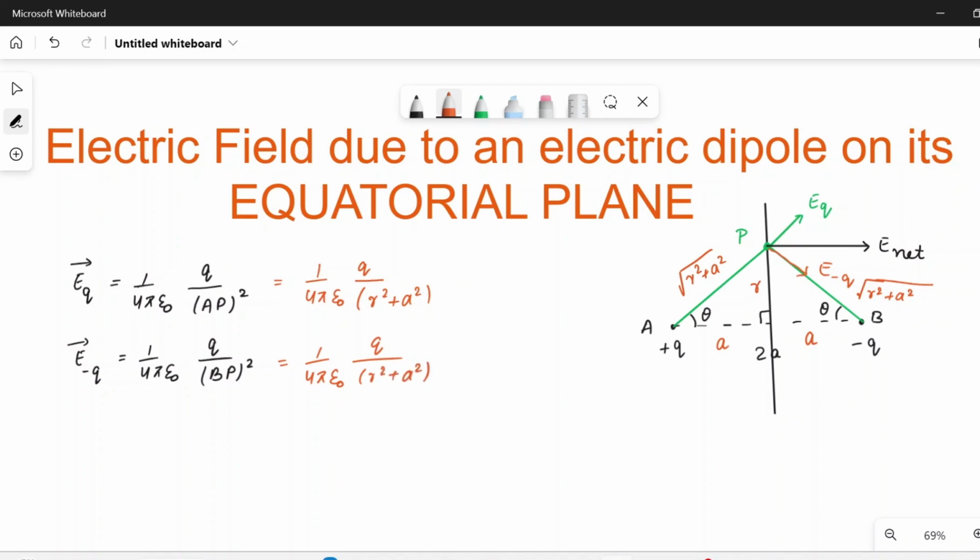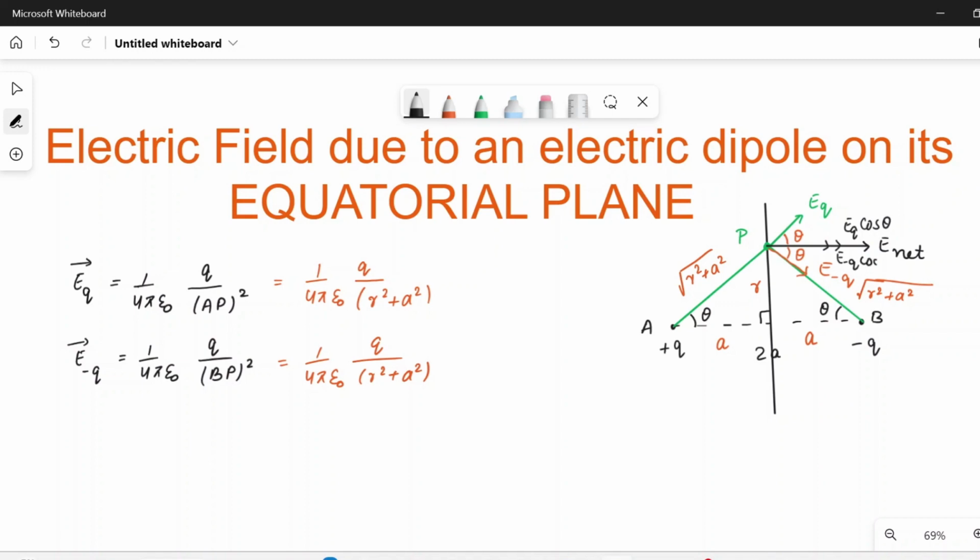Now great, after doing this, let's figure out the resultant. So to figure out the resultant, if this is angle theta, this angle will be theta because these are corresponding angles. And if that is theta, this will also be alternate angle theta. So we can find the components of EQ and E minus Q. The component of EQ along E net will be EQ cos theta. And the component of E minus Q will be E minus Q cos theta.